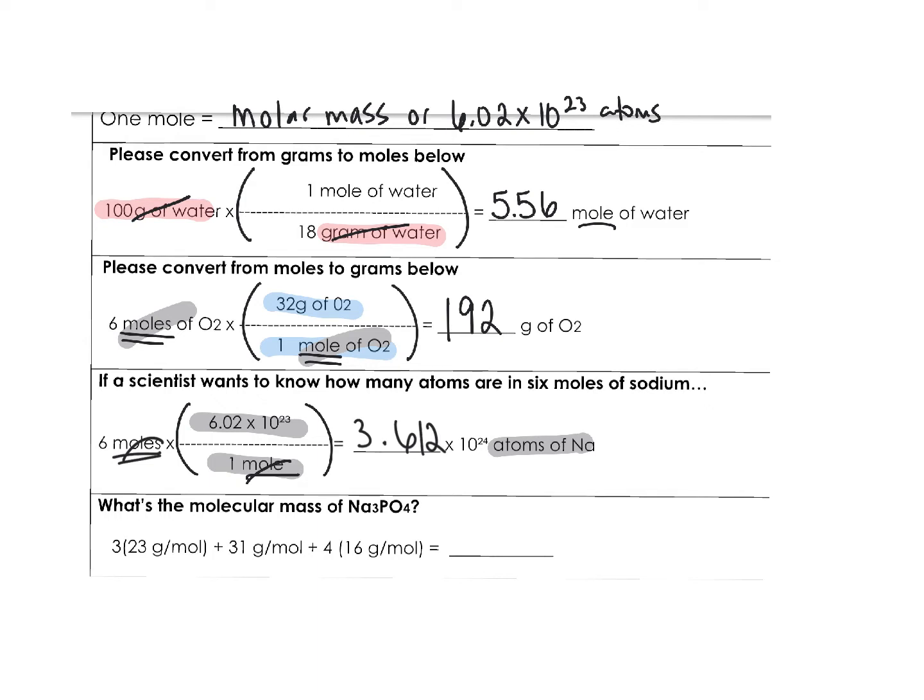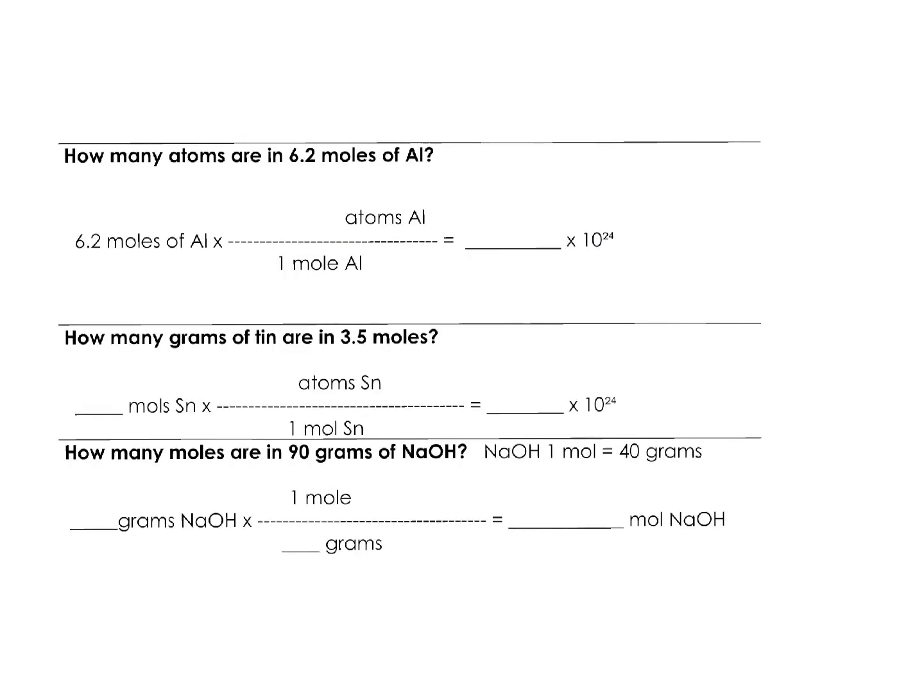The next one is just asking us to add them all together in order to calculate the molar mass of sodium phosphate. And for that one, you should get 164 grams. Don't forget your units. That's how many grams per mole there are. Now on the next ones, it gives you more of the setup, but you have to fill in a couple more things. So again, remember that the relationships we know is that 1 mole is equal to 6.02 times 10 to the 23rd atoms, or the molar mass of the material.